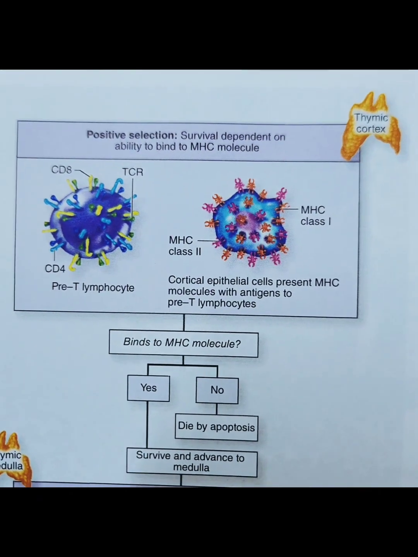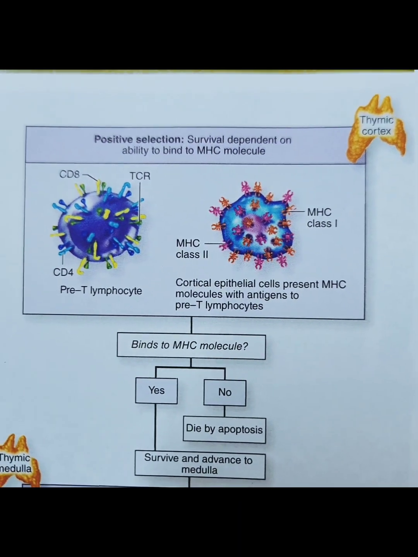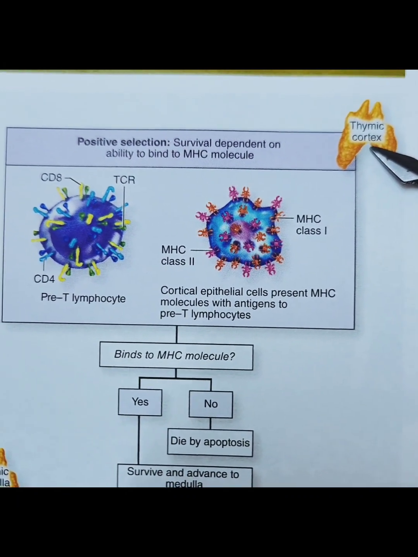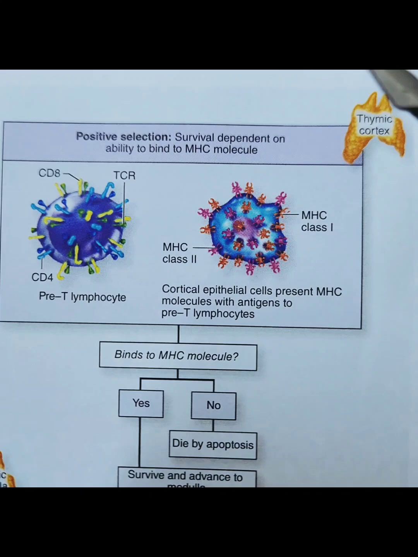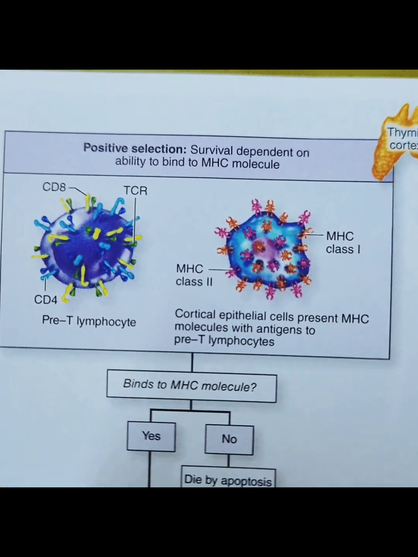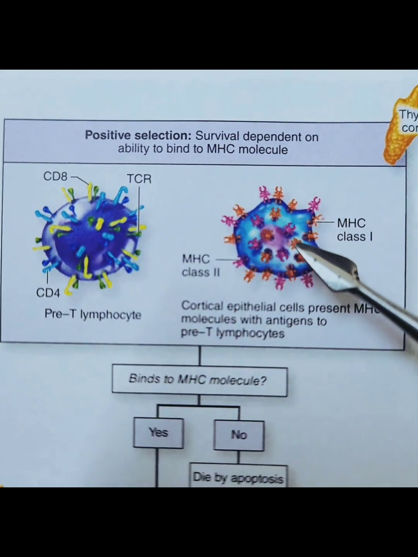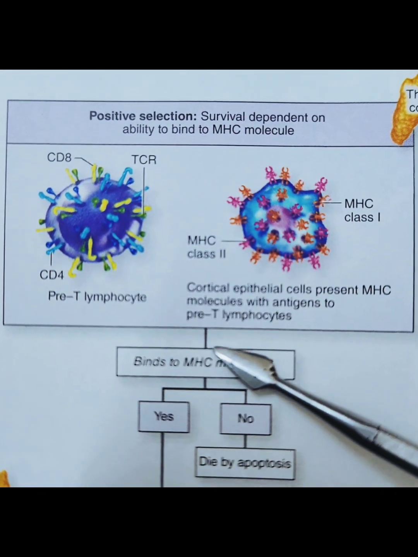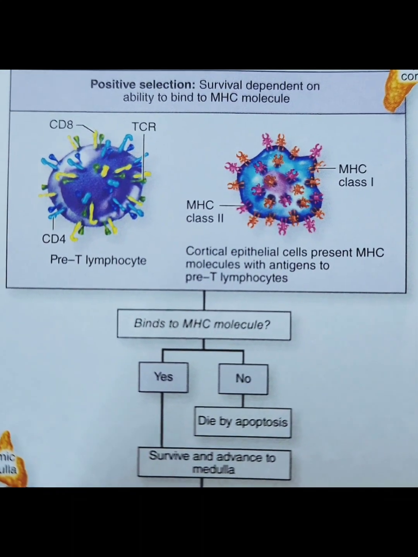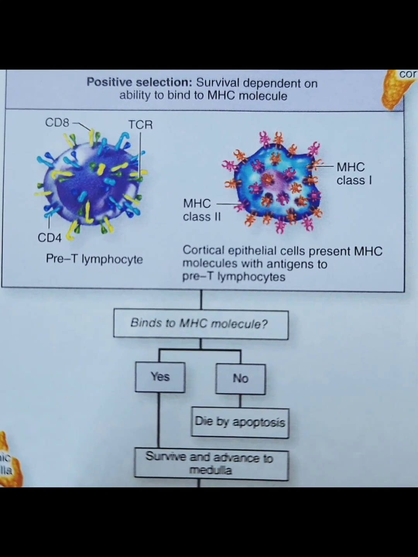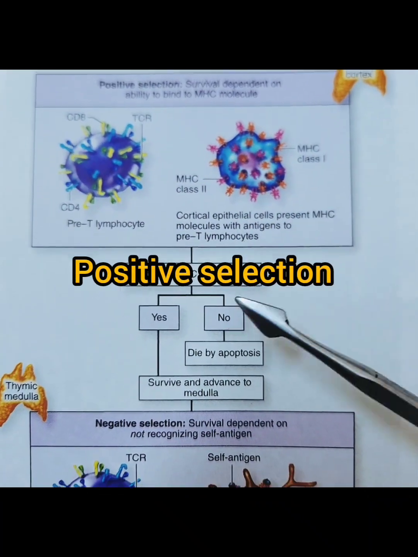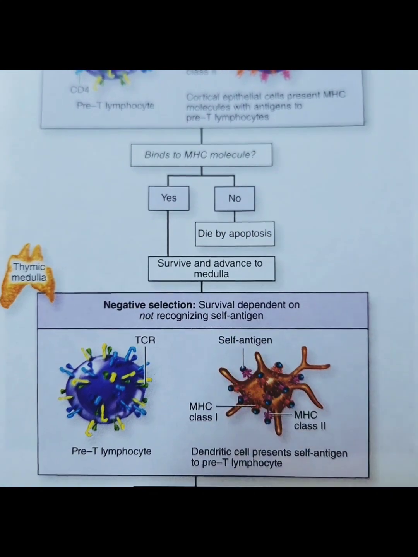For the T cells to be called completely matured, they have to give two exams in the thymic school. The first exam takes place in thymic cortex, where T cells are exposed to major histocompatibility complex proteins by reticuloepithelial cells. T cells have to recognize these proteins. If they recognize and bind, they are taken in. If they don't recognize, they are going to die by programmed cell death. This is called positive selection. Such selected T cells are taken inside for a second examination in thymic medulla.